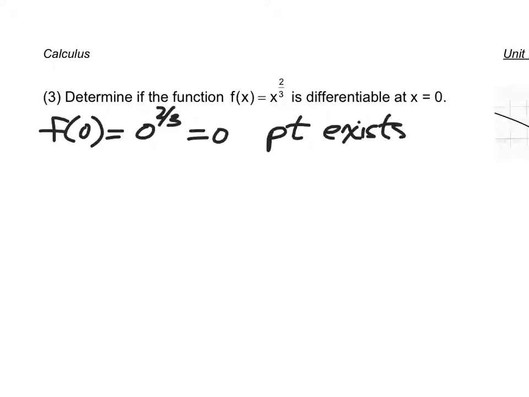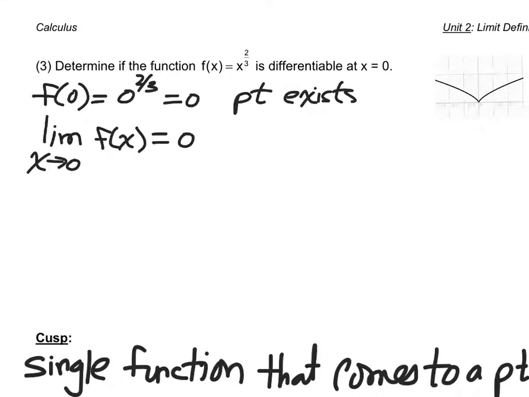We don't really have to worry about the limit from the left and from the right because it's clear based off the graph that it's going to the same point, and it's a single function that doesn't fail to exist anywhere. So we could just use shorthand notation: the limit as x approaches 0 of f of x, not even from the left and from the right, is equal to 0. And so we can conclude that it's continuous.